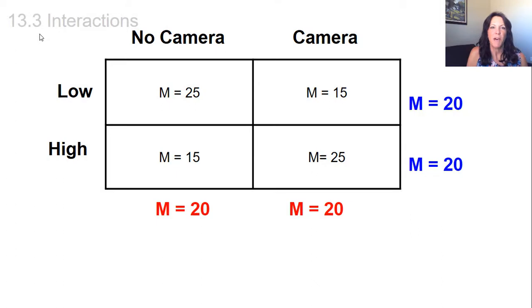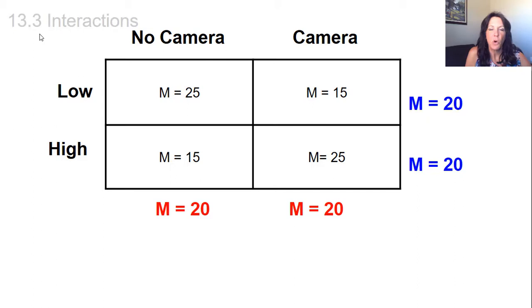This time we have no camera, low anxiety and high anxiety, and you can take a look at the means in the middle. If we look at the main effects, we don't have a main effect for A, we don't have a main effect for B. So if we were doing just single factor ANOVAs, we could walk away and say, well, there's nothing going on here. But take a look and see what's happening in the middle.